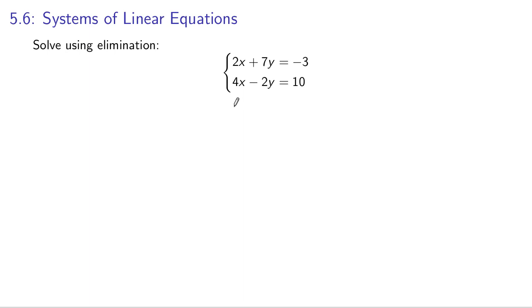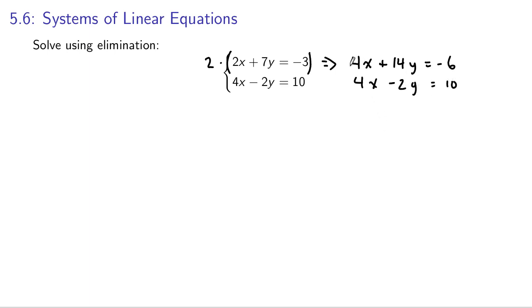Let's do a different one with elimination to show that it's not always so trivial. So our goal here is to figure out a quick way to either add or subtract the equations to eliminate a variable. Not so simple to figure out a way for y, but here with x, if I just multiply this first equation by 2, I get 4x plus 14y is minus 6.